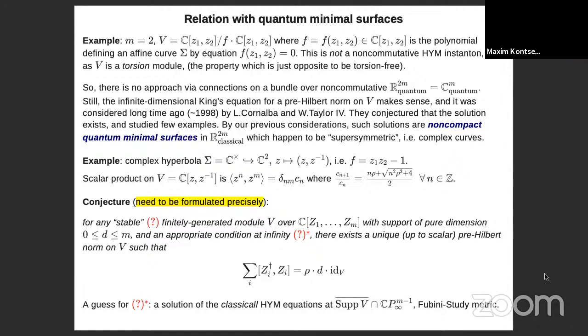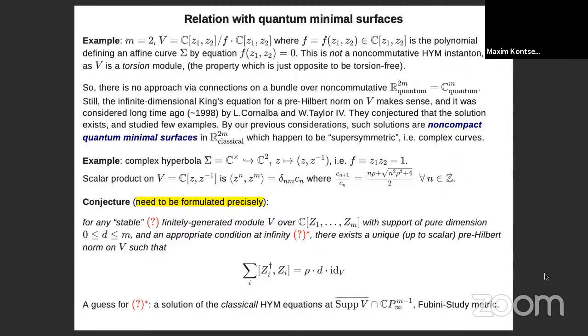So it's a kind of different gadget. It's not a torsion-free module, it's really a torsion module. And the conjecture should be formulated precisely: for any stable, in a certain sense, finitely generated module supported on a certain dimension d, which could be from 0 to m, where m corresponds to the Hermitian story, 0 corresponds to finite dimensional representations, and the intermediate case will be curves, or maybe some intermediate dimensions. And if you even put a certain condition at infinity, then you get a unique up to scalar pre-Hilbert norm.